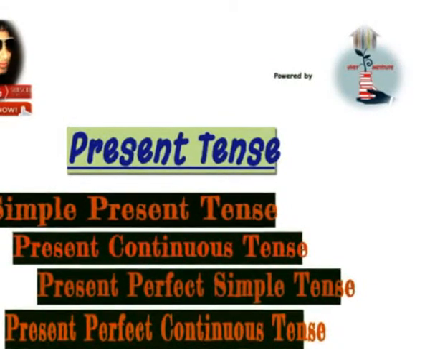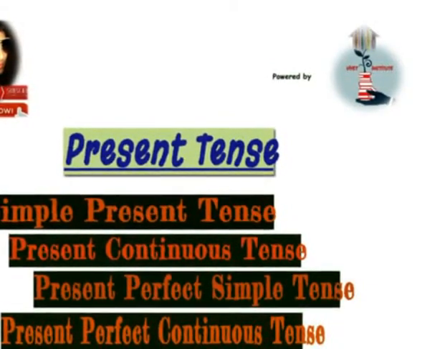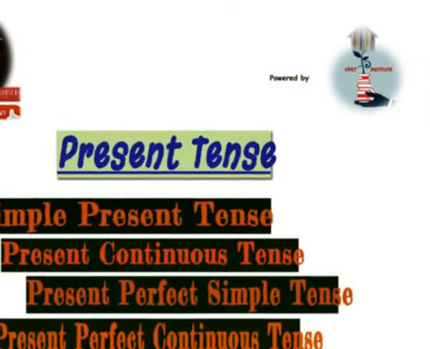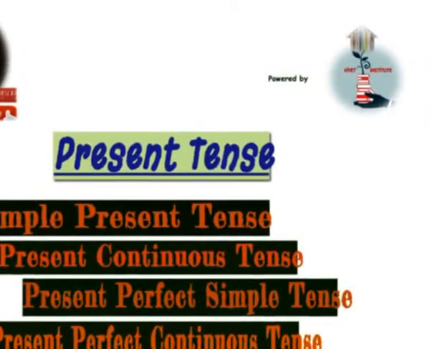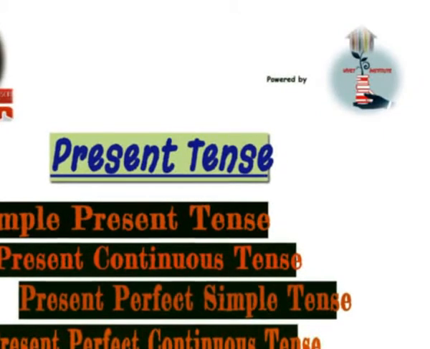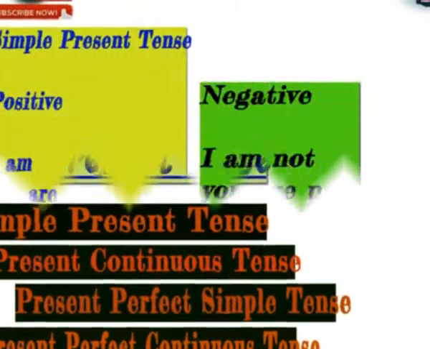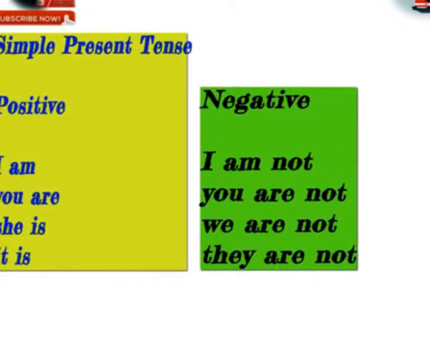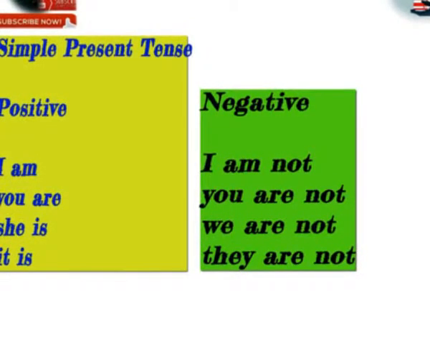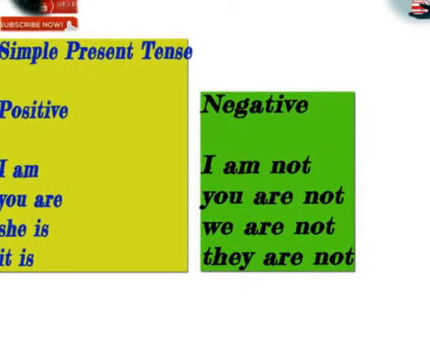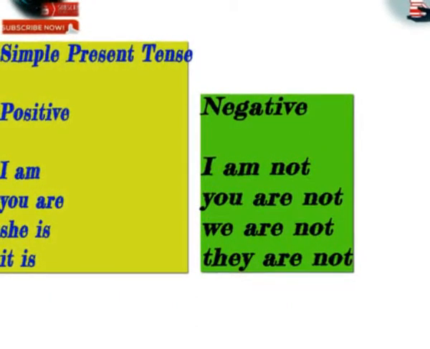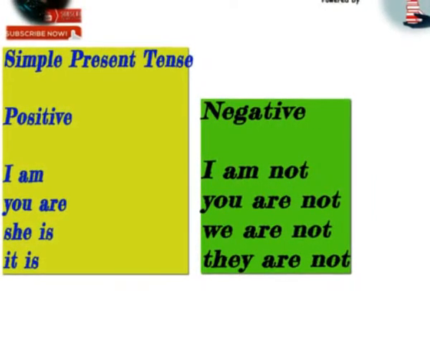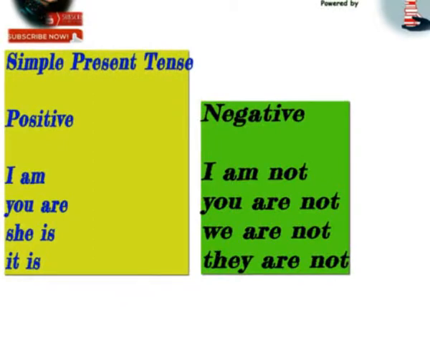Now what is the present simple tense and the present continuous tense? Simple present tense and present perfect simple tense are related, while present continuous tense and present perfect continuous tense are related as well. What is simple present tense? Simple present tense is a normal, simple tense. Here there is one subject and one be verb or a verb.